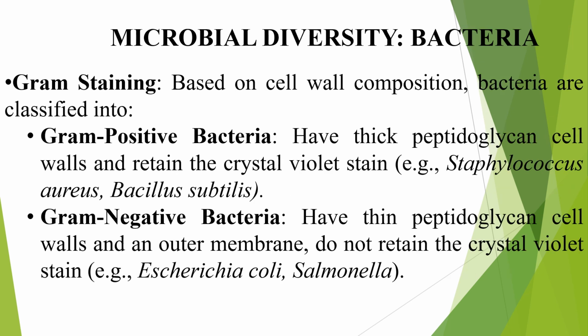Gram staining. Based on cell wall composition, bacteria are classified into gram-positive bacteria, which have thick peptidoglycan cell walls and retain the crystal violet stain. Example, Staphylococcus aureus, Bacillus subtilis. Gram-negative bacteria have thin peptidoglycan cell walls and an outer membrane. They do not retain the crystal violet stain. Example, Escherichia coli and Salmonella.